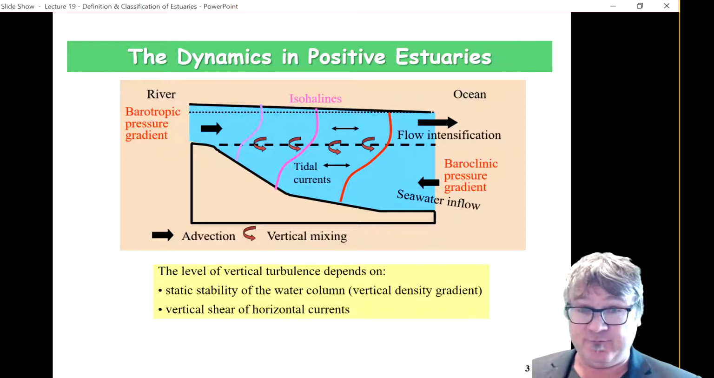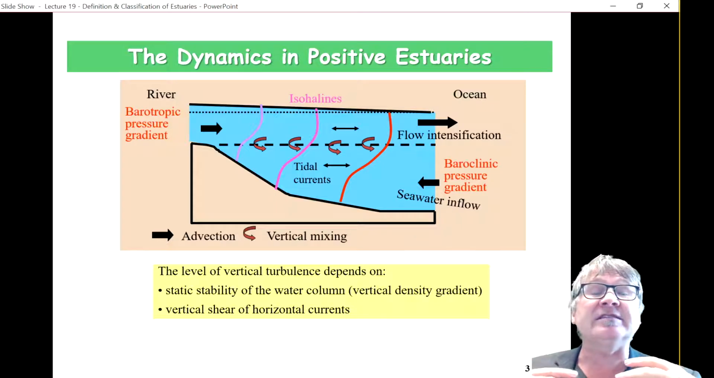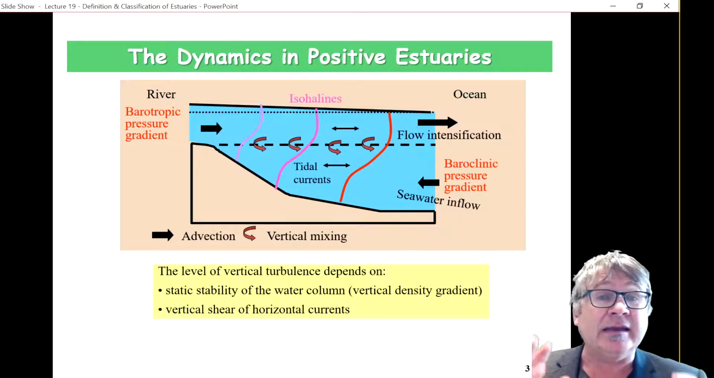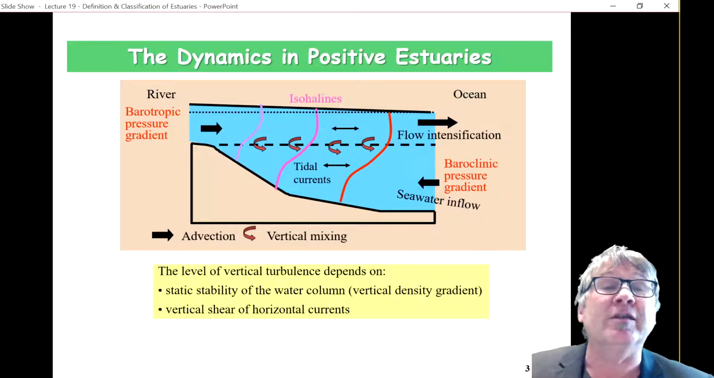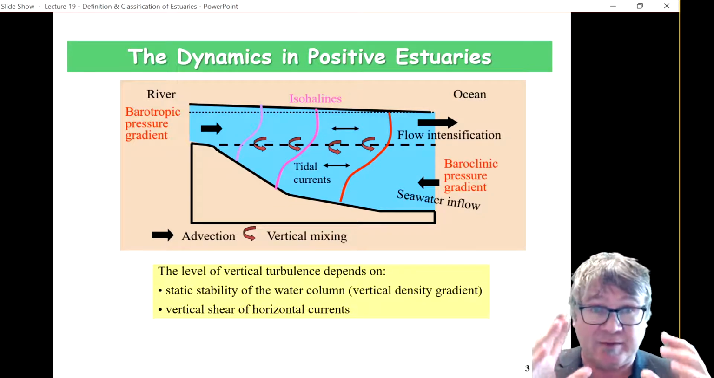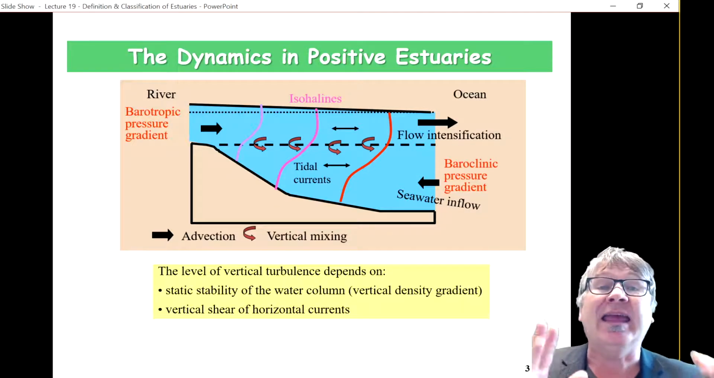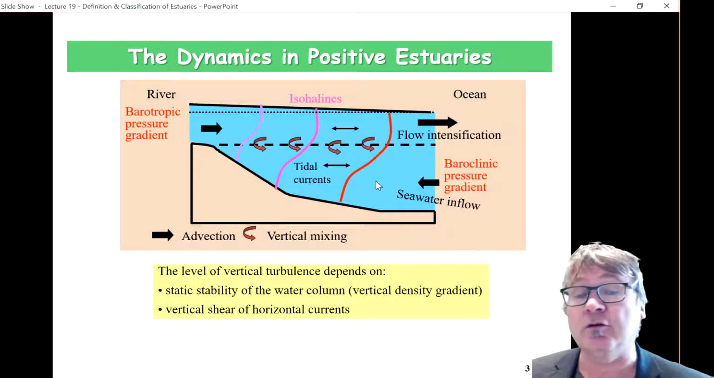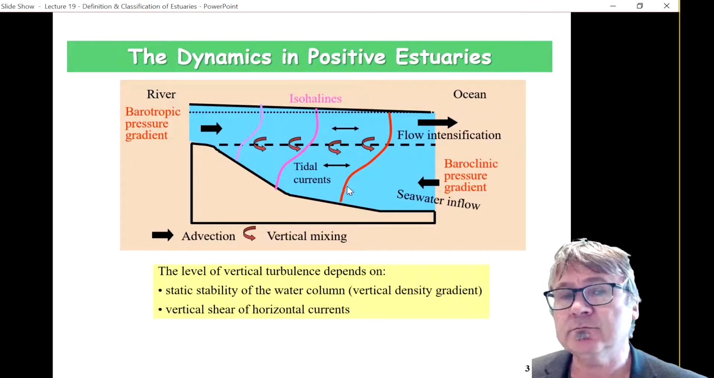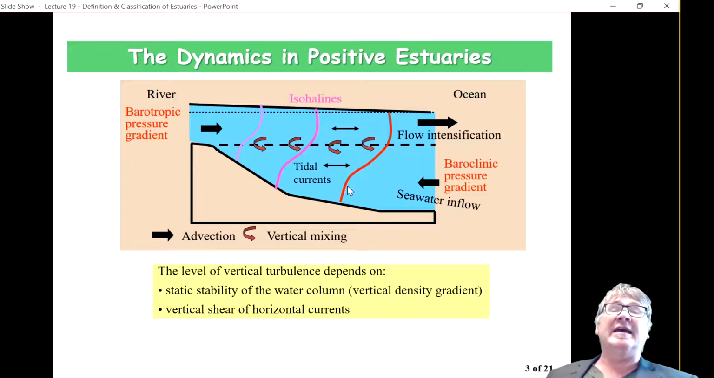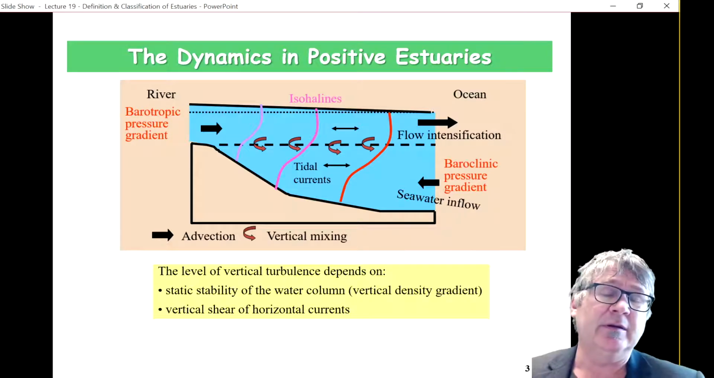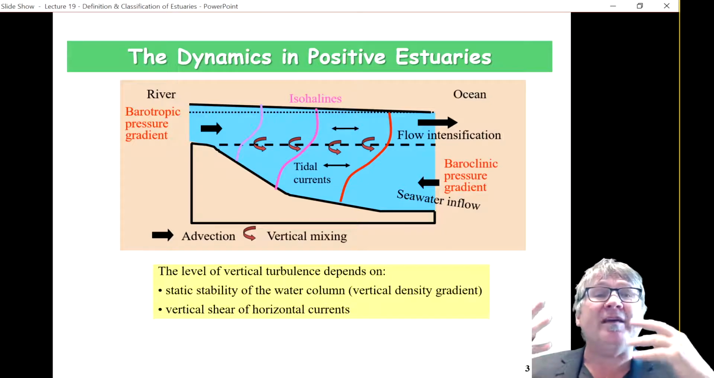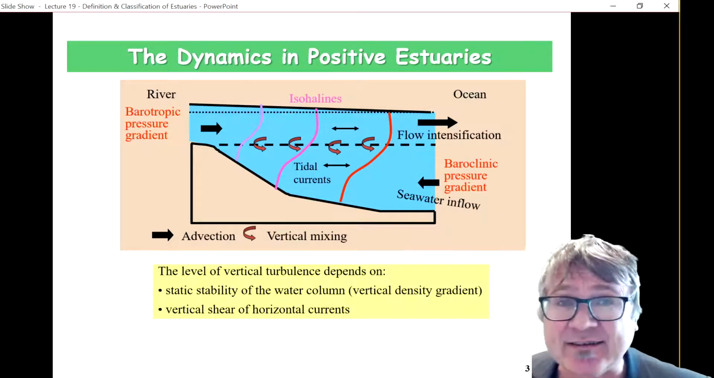However, you have another force which is related to the horizontal density difference, and it actually creates something we call the baroclinic pressure gradient. It actually moves seawater into the estuary in the lower layer. Okay, you can see the inflow. So these outflows and inflows set up the salinity structure, which becomes modified through mixing.